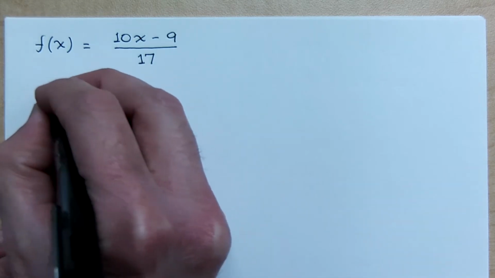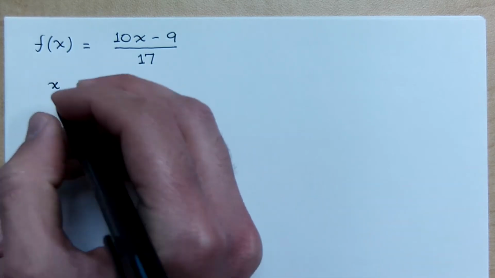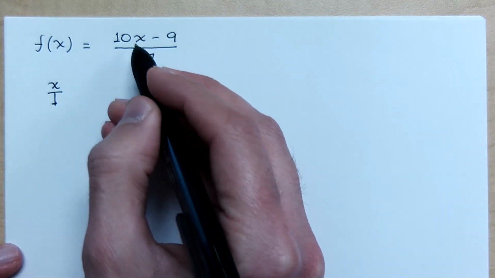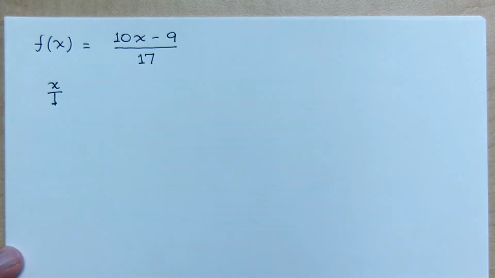Tell me what you do with x. What's the first thing you do if you were to plug a value into this? And it multiply times what? Multiply times 10. Times 10, all right?